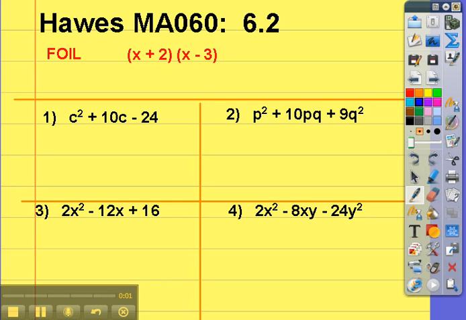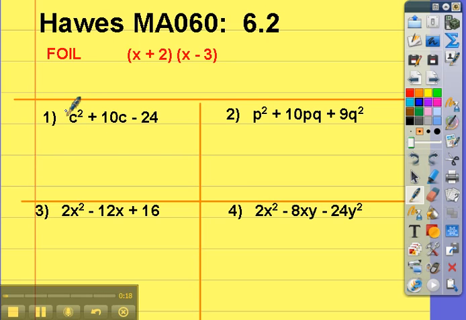Hi there, I'm here to give you a little bit of assistance on 6.2. This is factoring when you have a leading coefficient of 1. And so that means that this number in front of your first term isn't there. We assume it's a 1.